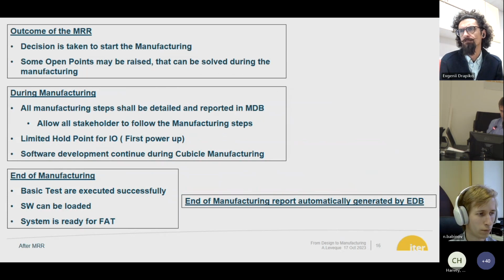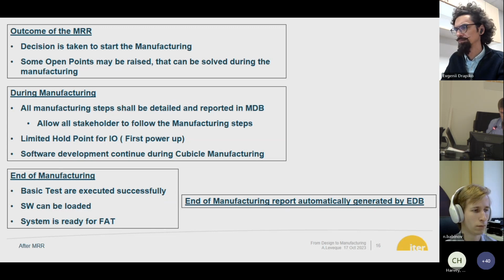The outcome of the MRR is the decision to start the manufacturing. We can still have some open points at MRR and decide to go through manufacturing. That has happened already. For some MRRs we had, it was okay: you can start, but please, before you reach this point, you need to fix a few things.